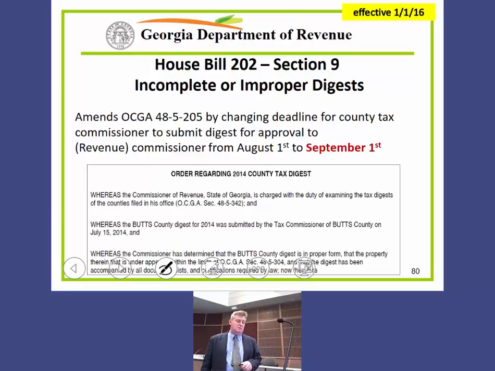And again, no tax digest can be used for the collection of taxes, municipal taxes or county taxes, until the Department of Revenue issues a collection order on the tax digest.